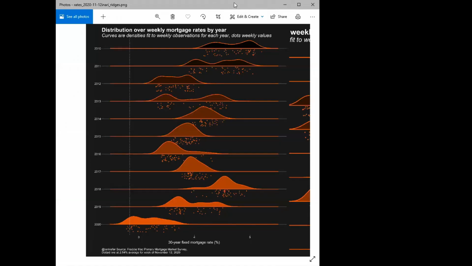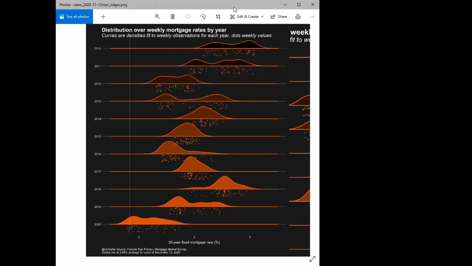One visualization that I like to use is a combination of a density curve and a jittered dot plot. When I use it to visualize mortgage rates, I call it a rate cloud. This chart here is an example of the rate cloud. It shows a distribution of US weekly average mortgage rates from 2010 up through 2020.